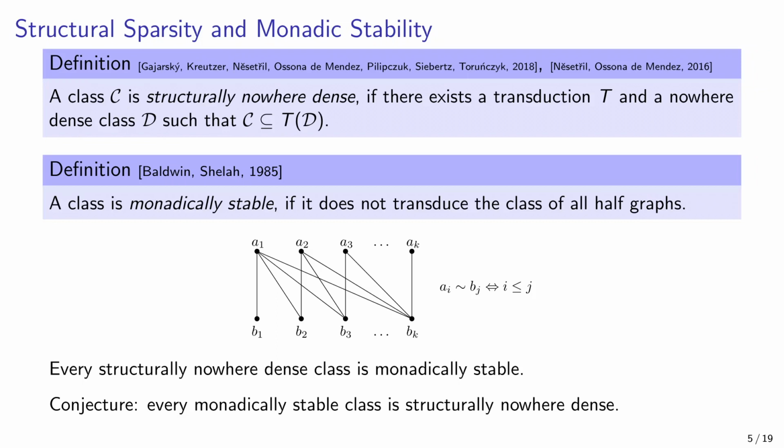What is the relationship between those two notions? Every structurally nowhere dense class is also monadically stable, and it is conjectured that they are actually the same, and also every monadically stable class is structurally nowhere dense.